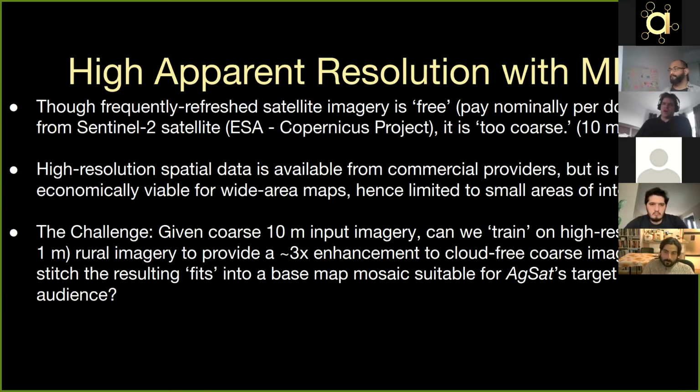It's not commercially viable to just take high resolution imagery shots everywhere, to cover all of the areas that we want to cover, that are tens of thousands of square kilometers or larger, right? So the idea is to create this pseudo high resolution, if you will. Given 10-meter input imagery, can we train on high resolution 1-meter or less imagery to provide at least a 3-fold enhancement to cloud-free coarse imagery? If you can do 5 or 10-fold, you might win. I don't know, but it's going to depend.